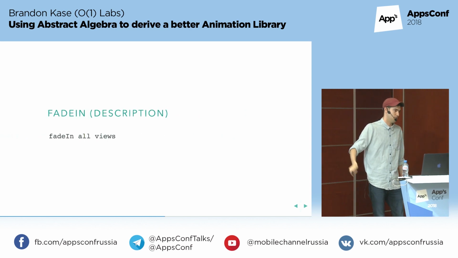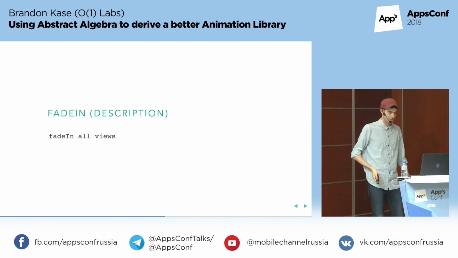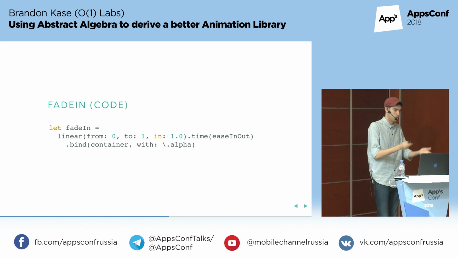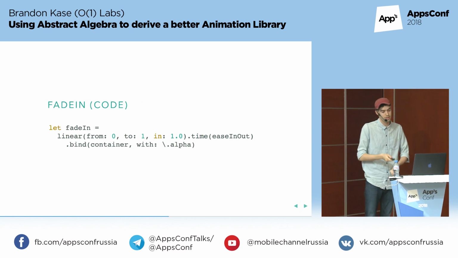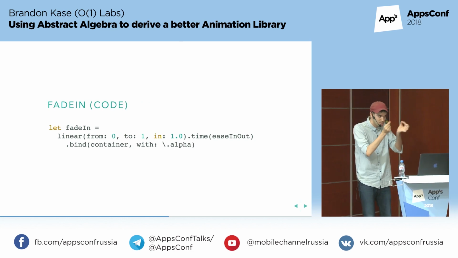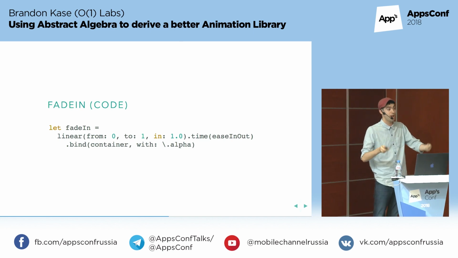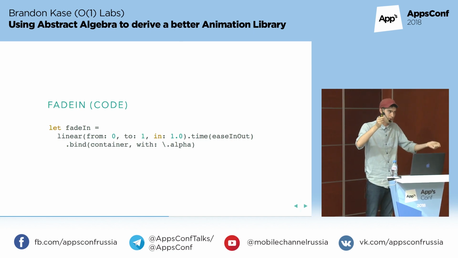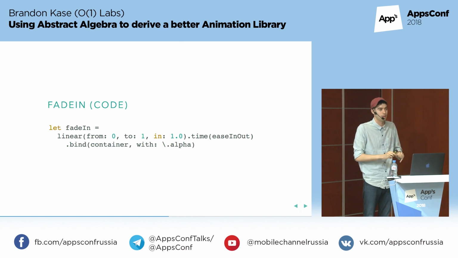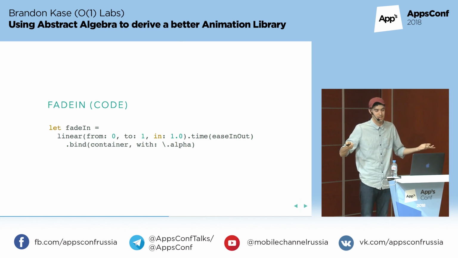Okay, how do we fade in all the views? We didn't even talk about this in the other places, but it's pretty simple. We linearly interpolate between 0 and 1. We can adjust time. We can squeeze it and stretch it, and we get our easing curve that we care about.